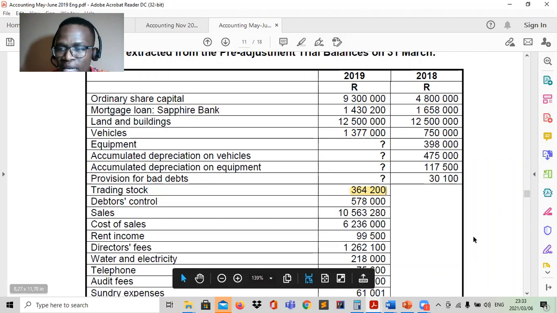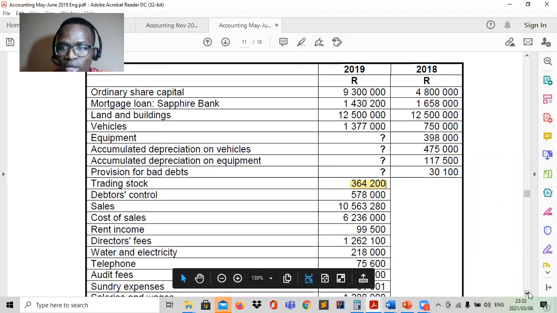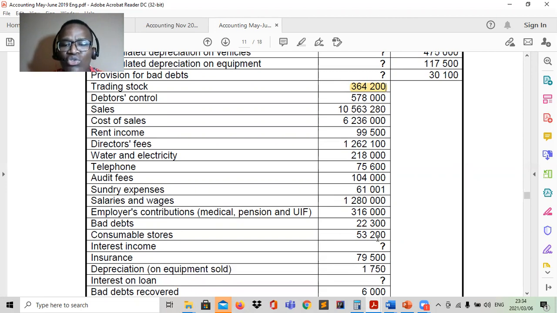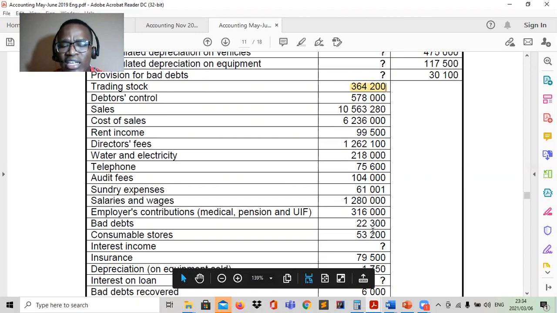We are told on the trial balance, let me scroll down so that we can see that there's a consumable stores of 53,200, but this 53,200 was not all utilized throughout the year. Your consumable stores are things like your packaging materials, your small stationery, etc. Like those small things that the company uses on a day-to-day basis, right?